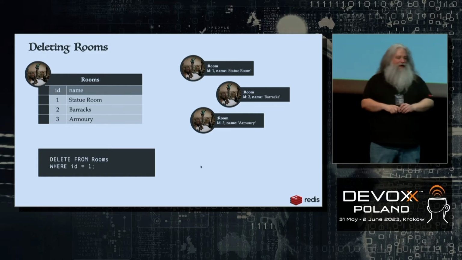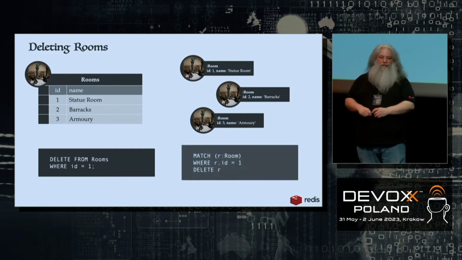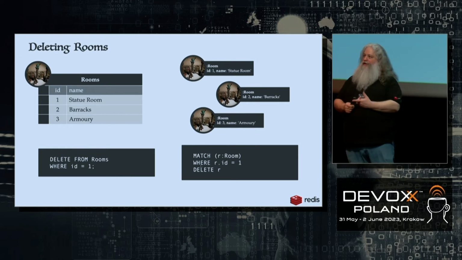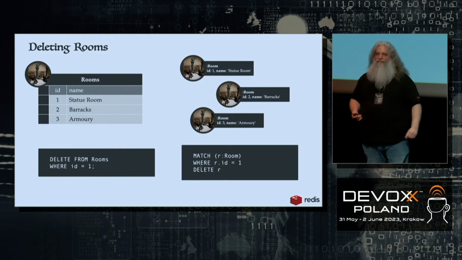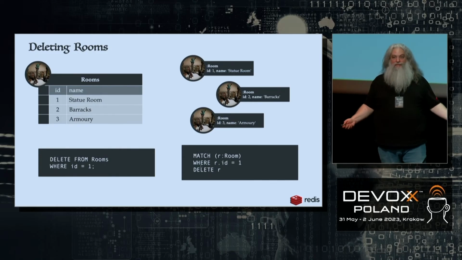But yeah, so delete. So how do we delete in Cypher? Well, we match, we where, and then instead of returning, instead of setting, we delete. And then we delete that node instead. And so those are basic CRUD operations with Cypher.